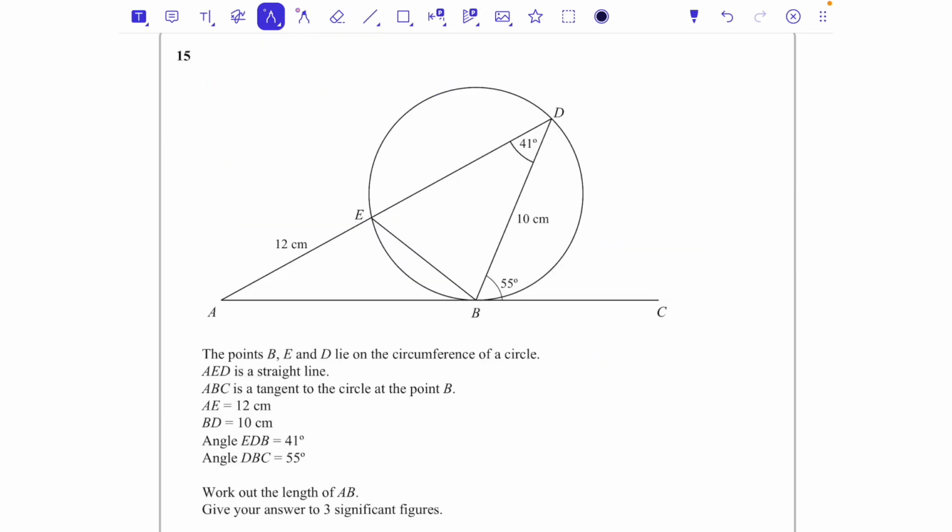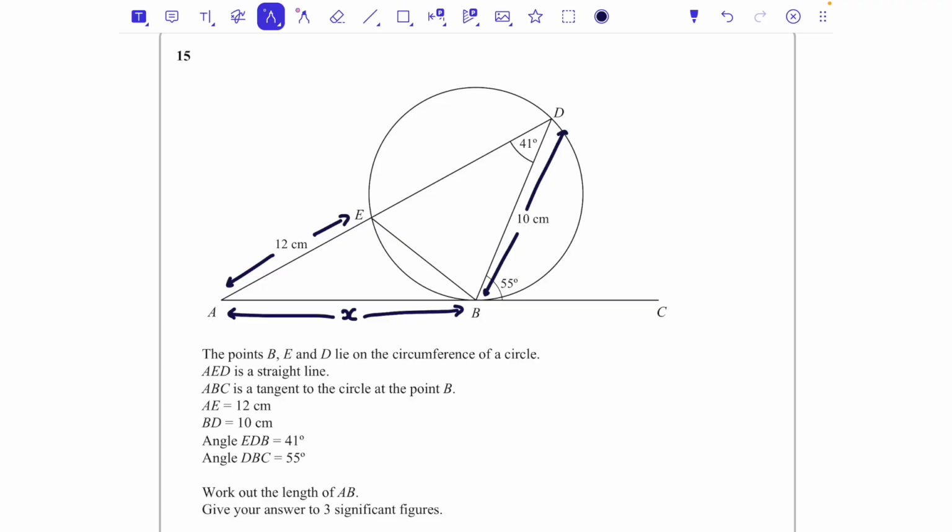Question number 15. The points B, E and D lie on the circumference of a circle. AED is a straight line. ABC is a tangent to the circle at the point B. AE is 12, so we can see that there. BD is 10, so we can see that there. And angle EDB is 41, angle DBC is 55. Work out the length of AB. So let's pop an X here so we know what we're working with. And we've got to give our answer to 3 significant figures.